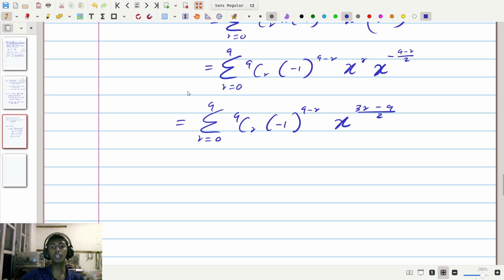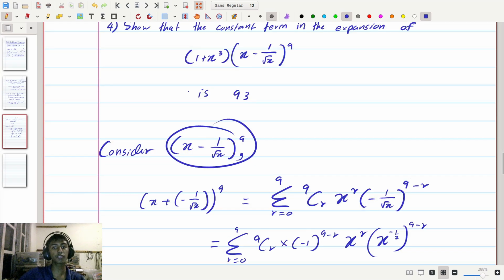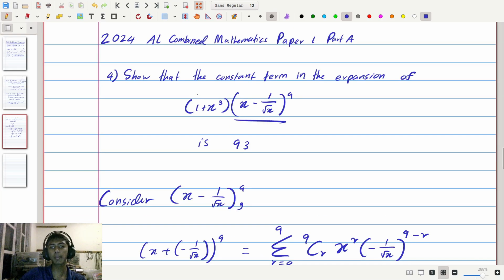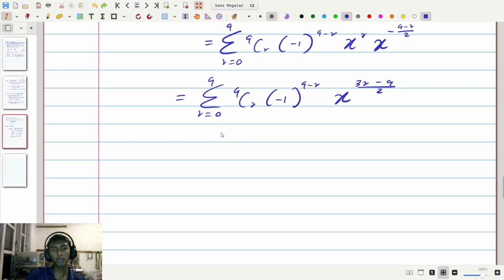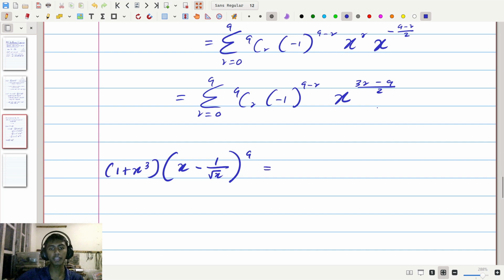So therefore, this is the common form of each term given by x minus 1 divided by the square root of x to the power of 9. What we want, however, is to multiply that by 1 plus x cubed. So that's exactly what we're going to do, but we're going to do it using this expression here. So we have 1 plus x to the power of 3 multiplied by x minus 1 divided by the square root of x to the power of 9. Now if we evaluate this, we can see that this is just 1 plus x to the power of 3 multiplied by this bit over here.